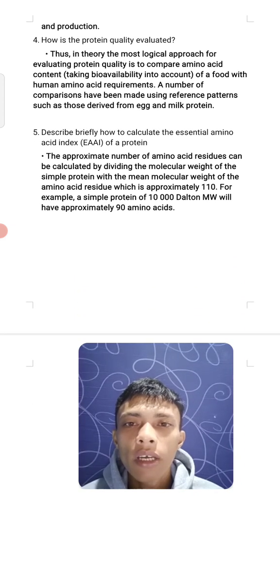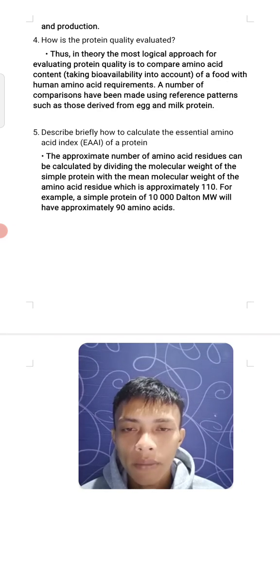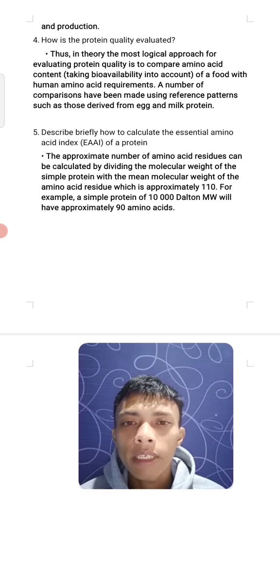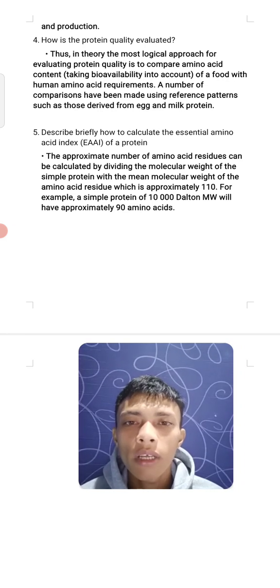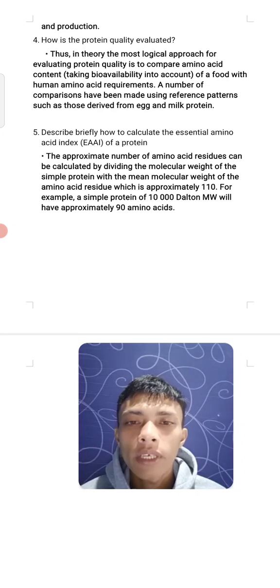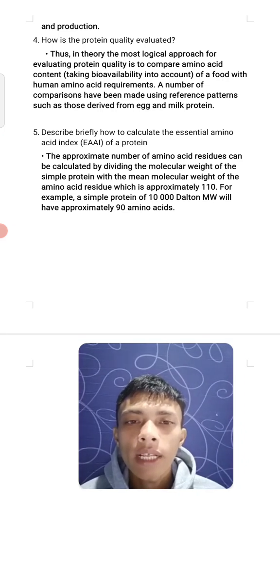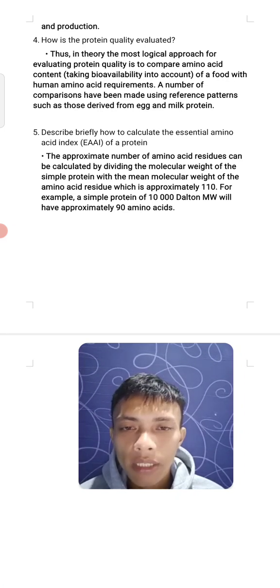Number 5 question. Describe briefly how to calculate the essential amino acid index, EAAI, of a protein. The approximate number of amino acid residues can be calculated by dividing the molecular weight of the simple protein by the mean molecular weight of the amino acid residue, which is approximately 110. For example, a simple protein of 10,000 Dalton MW would have approximately 90 amino acids.